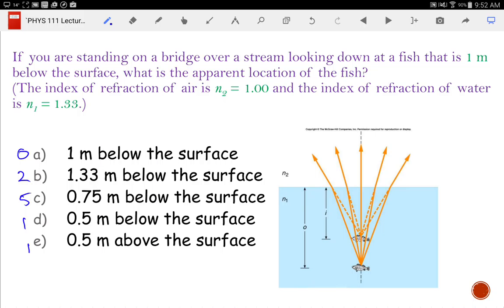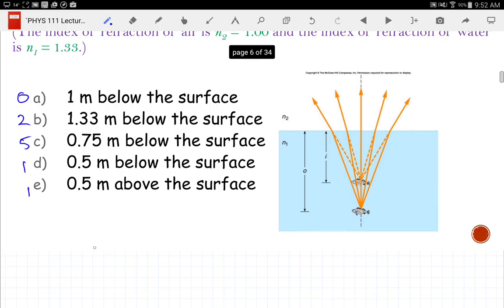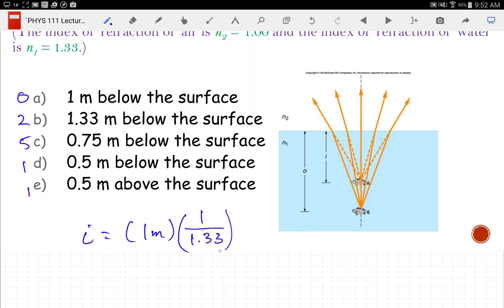Doing it mathematically, you would just do what we did a moment ago, except you have 1 meter instead of 3 meters. So it was N2, 1, on top. Well, this time it has 1.33, so I'd better put the 1.33. Obviously, if you look at the answer, they put in 4/3, because if you divide by 4/3, that's 3/4, which is 0.75.